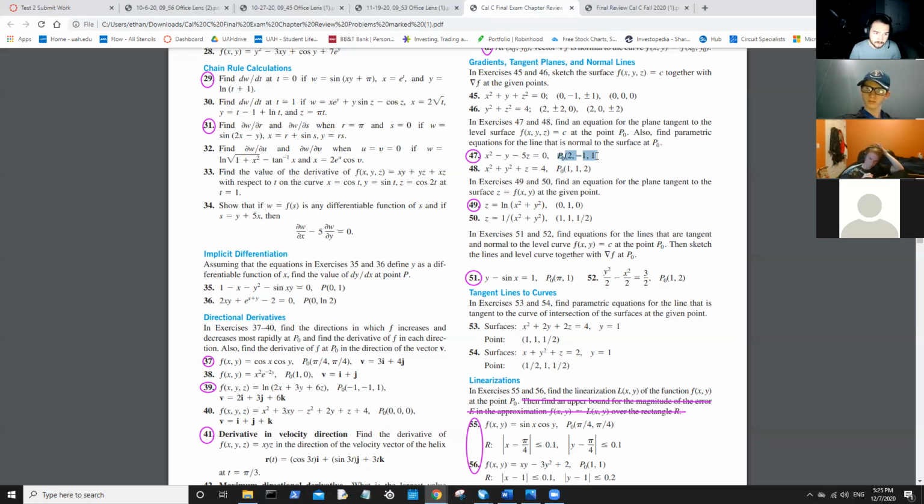So now we have to do the parametric equations for the line that is normal to the surface at P0. So now we have to think about this. Which one are we doing? Sorry, 49 or 51? 47. It's the line parallel to the gradient through P. So I think it's more of a plug and chug.